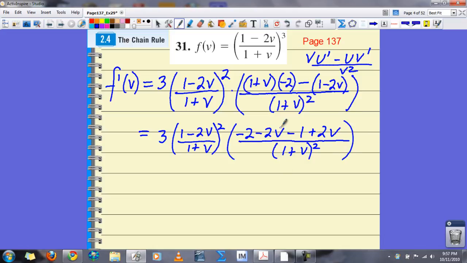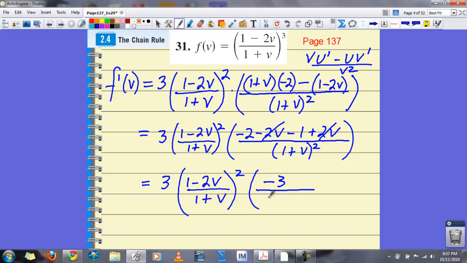Now, looking real closely here, we should see that these are going to cancel out. These are opposites, so they cancel out. And then -2 minus 1 gives you -3. So that's nice. This works out to be pretty simple. We're going to have inside here, like I said, -2 minus 1 gives you -3, all over 1 plus v all squared.